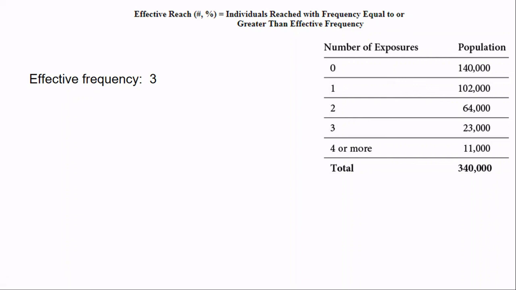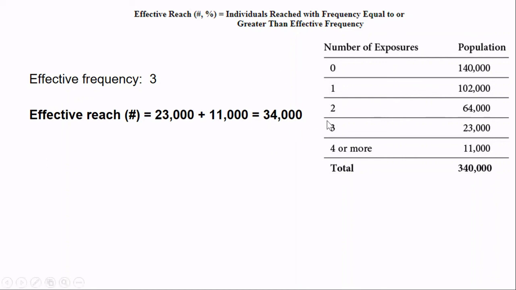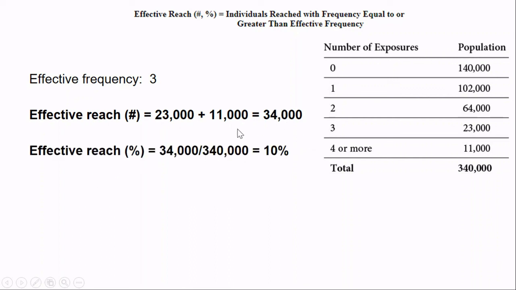You can calculate this in terms of number of people or also in percentage of people in the population. So by numbers, we know that the effective frequency is 3. So basically anyone who saw the ad 3 or more times is going to be part of our effective reach. So all you do is simply add this number and this number. Okay, 23,000 plus 11,000 gives us 34,000. You can also do it as a percentage of the total population. So basically you're going to take this number divided by the total population. That gives you an effective reach percentage of 10%. So basically by advertising 3 times, we will effectively reach 10% of the population, quite simply.